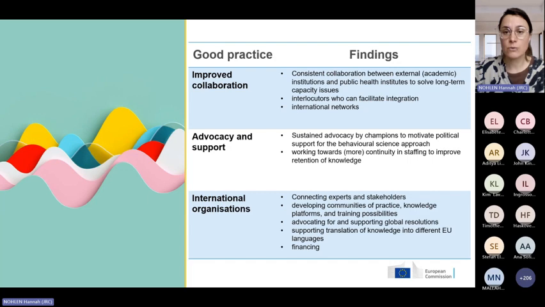And of course, having or working toward more continuity in staffing was seen as a key factor, because continuity in retaining expertise was sometimes hindered by short-term contracts or project-based contracts, which meant that people moved on to different things and the expertise was lost. The role of international organizations, they were seen as connectors in the sense that they can develop communities of practice, such as this one, provide training possibilities and create networks of professionals for the exchange of experiences.